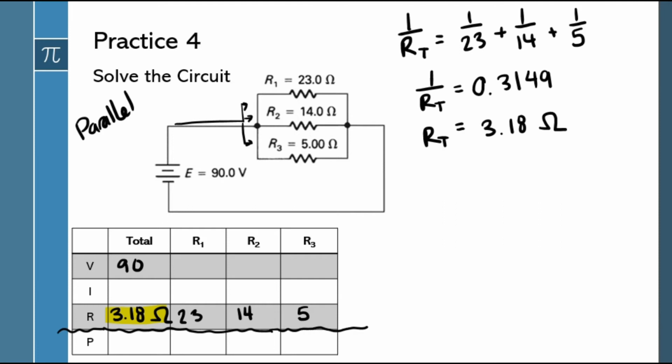I have a total voltage, a total resistance. So I have, once again, a table where I have 2 out of 3 in this first column. So I can find total current. IT equals VT divided by RT. That should give me about 28.3. Woo, I called it amps. 28.3 amps.